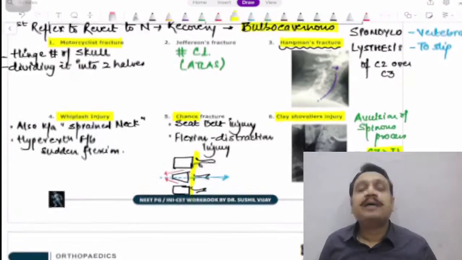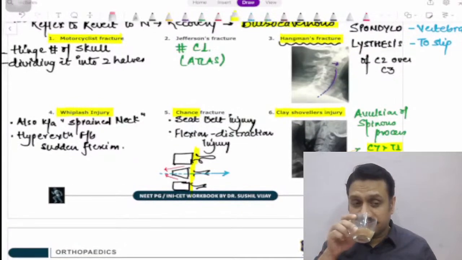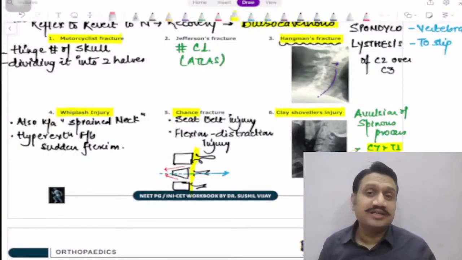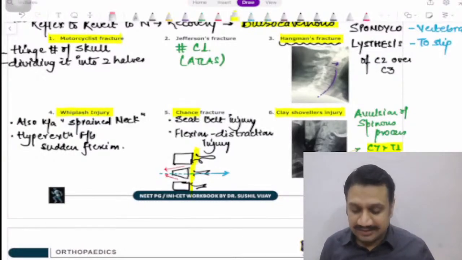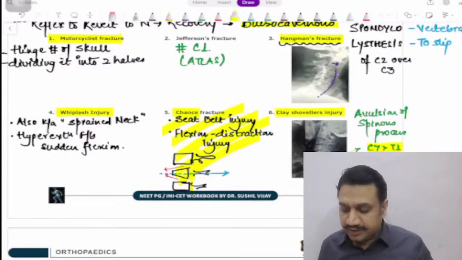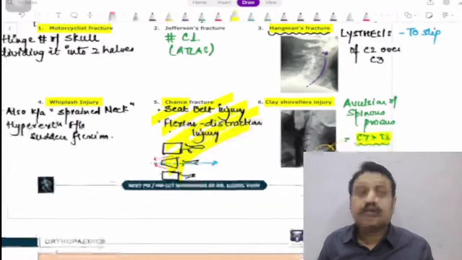Then we have the whiplash. Whiplash is what? Hyperextension followed by sudden flexion. What is Chance? Chance was a recent session question of the INICET only. Chance is a flexion distraction injury, linked to seat belts. Right, so Clay-Shoveler is what? Avulsion of the spinous process.